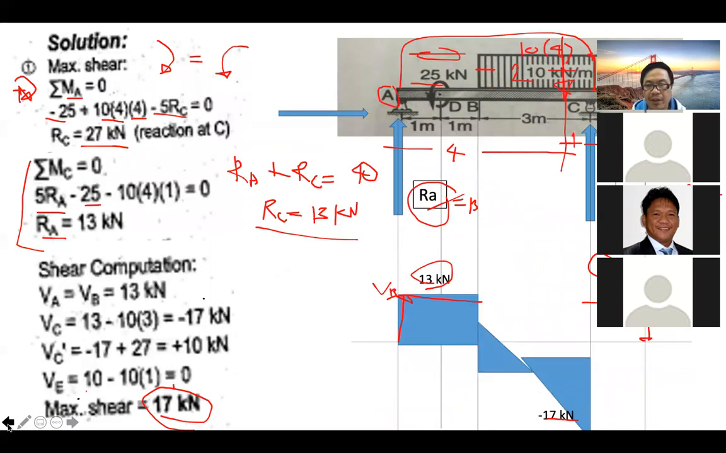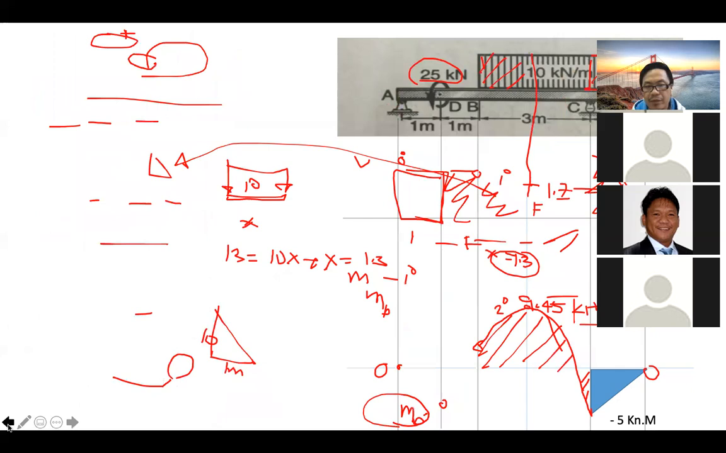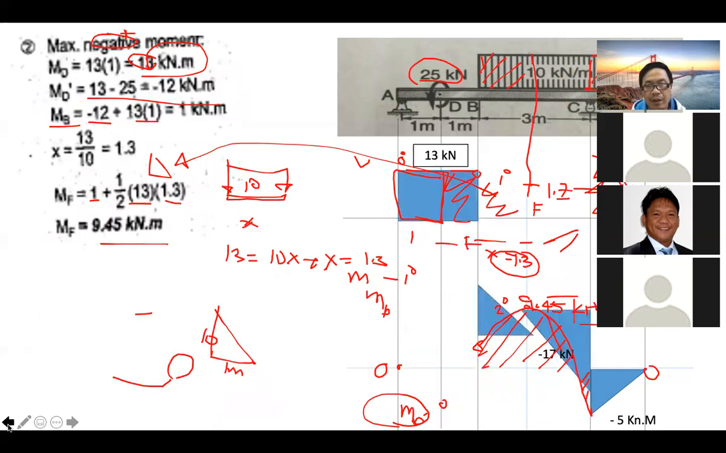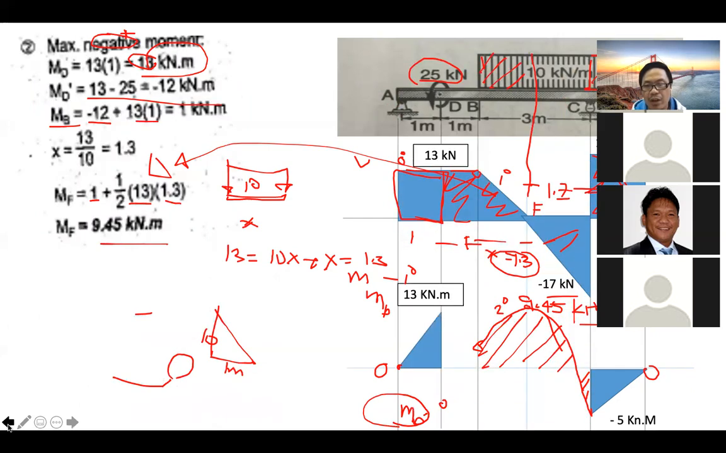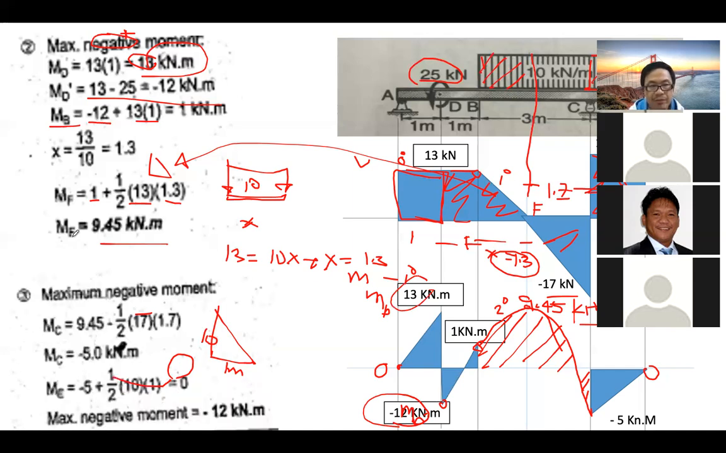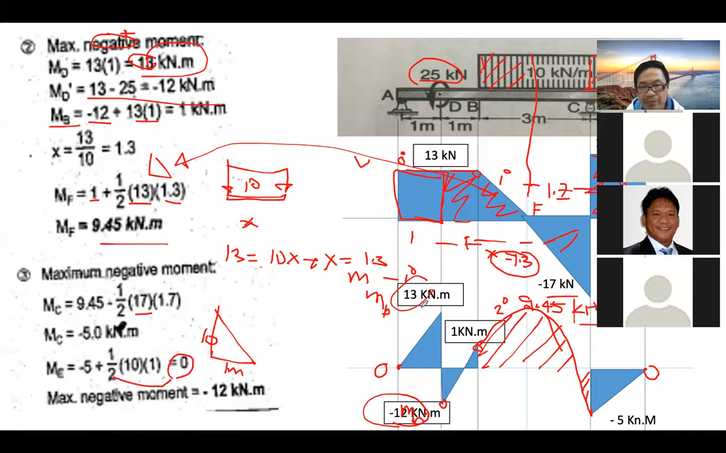13 pala. Okay. Kasi 13 times 1 lang. Mas mataas pala yung mas malaki. This is positive. Ito yung sagot. Okay? Very good. Hindi ko nakita. Yun ang sagot. Okay? 13. Hindi 9.45. Okay?